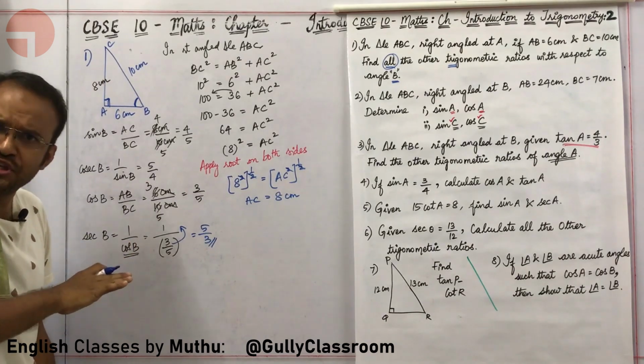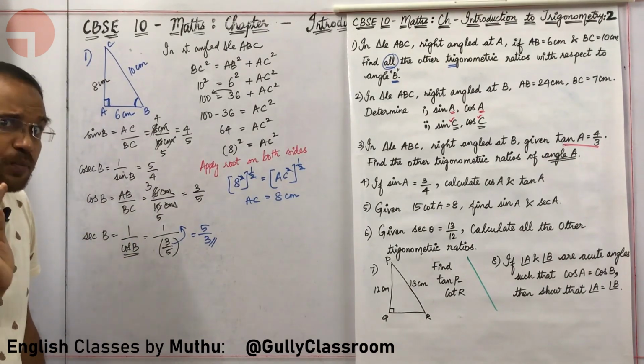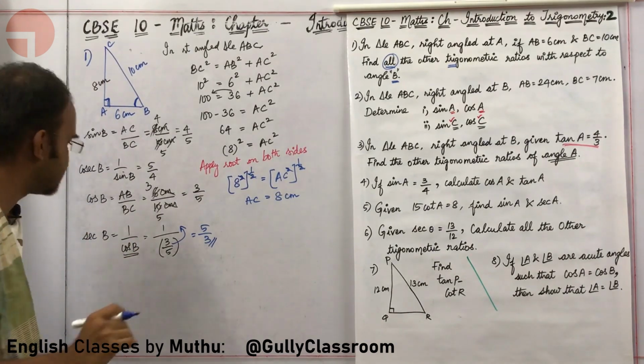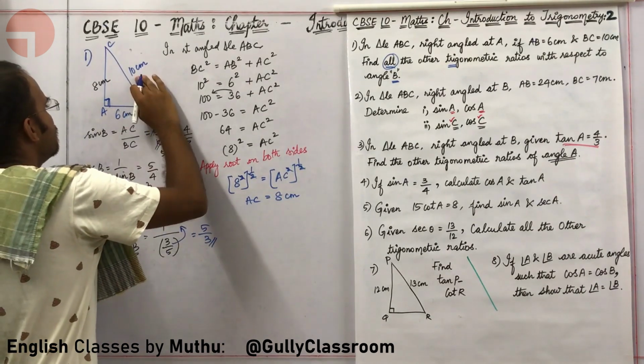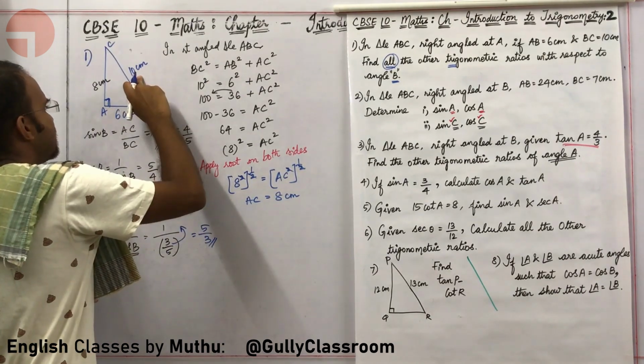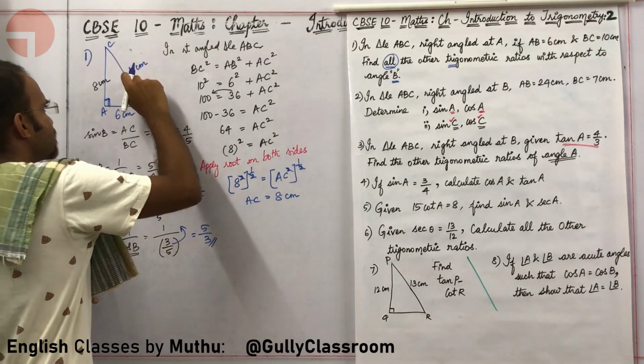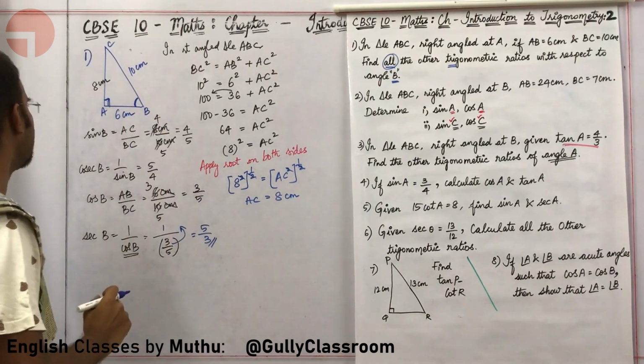I can also find secant B using the formula, which is hypotenuse divided by adjacent side. So hypotenuse divided by adjacent side, 10 centimeters divided by 6 centimeters, which is 5 by 3. I am getting 5 by 3.